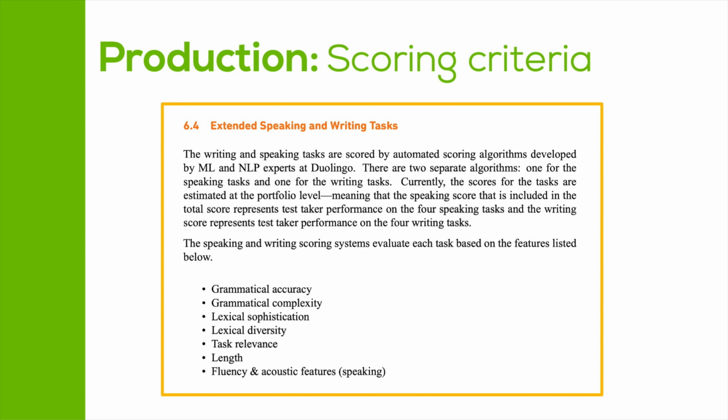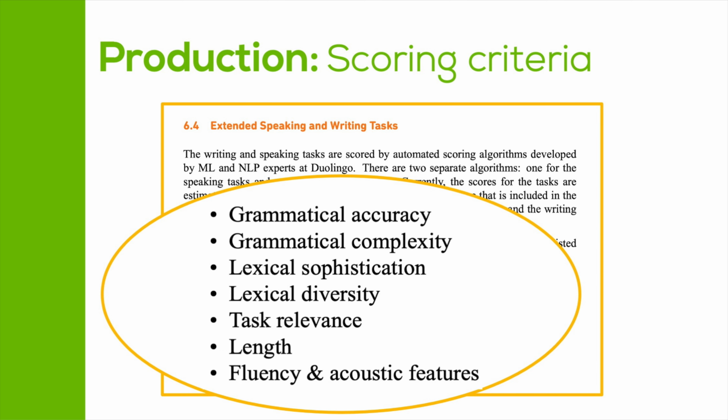So for the speaking and writing tasks, this is what you're being judged on. There are 7 main points: grammatical accuracy, lexical sophistication, lexical diversity, task relevance, length, fluency, and acoustic features. Acoustic features means pronunciation. This criteria is a bit complicated, but I have made a video discussing this in a lot of detail. You can click this card here or find the link below in the description.